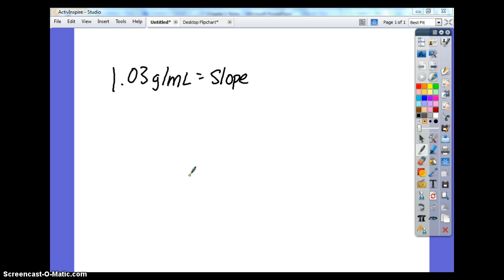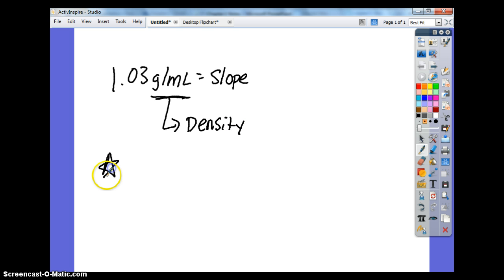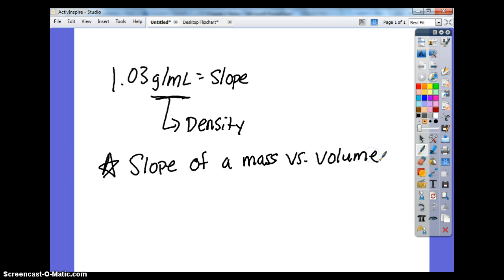If you remember, this unit is also for density. So a big note for this is that the slope of a mass versus volume graph is equal to density of that object.